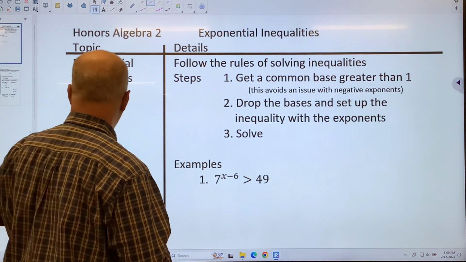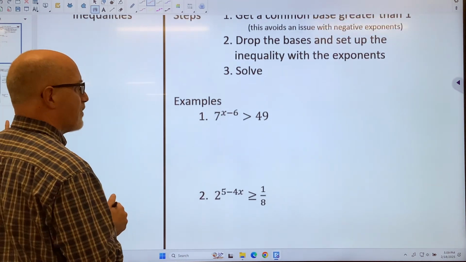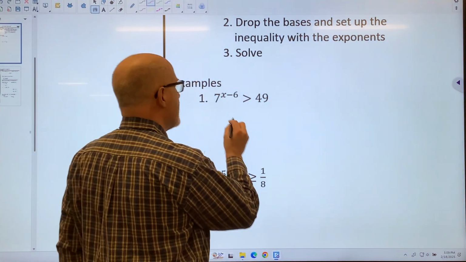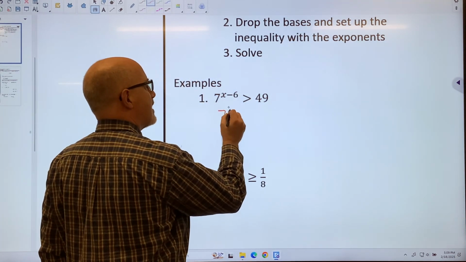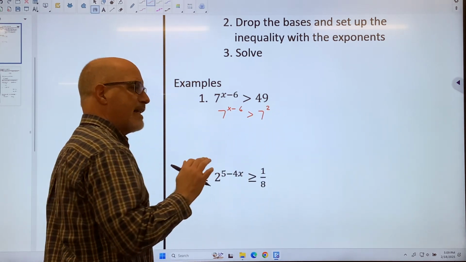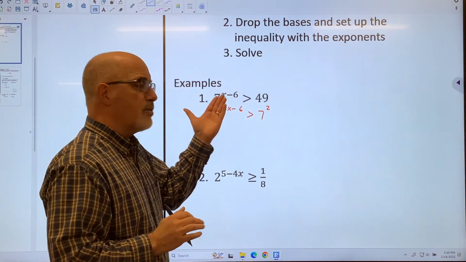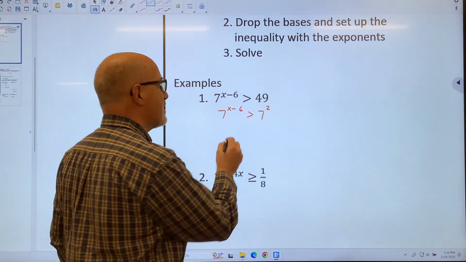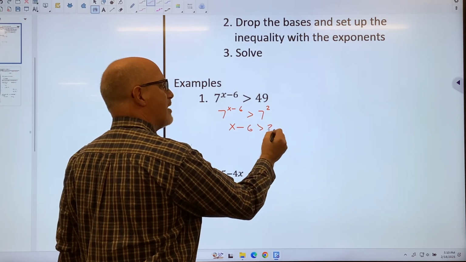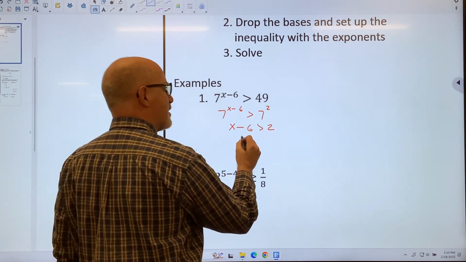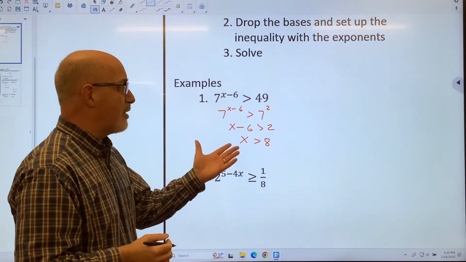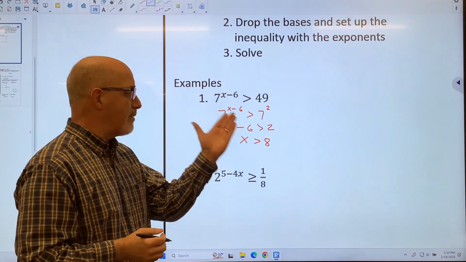So here's an example. Let's first of all get the same base on both sides. We're going to use 7 as our base here. So I'm going to make this 7 to the x minus 6 power greater than 7 squared. Now they have the same bases. What you can do is just drop the bases and write the inequality. x minus 6, keep the greater than, 2. Add 6 to both sides and x is greater than 8. Those will be the values that will make this a true statement if x is greater than 8.